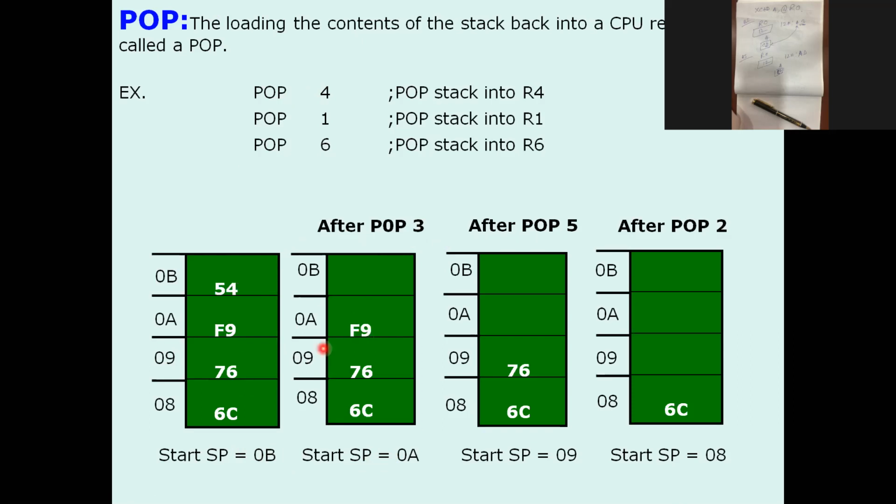Next, after pop 1, this F9 will be copied into the 01H memory location, and the stack pointer will go from 0A to 09. Again, this 76H will be copied into the 06H memory location and the stack pointer is also decremented by 1, that is SP from 09 to 08. Is it clear? These are the push and pop operations.